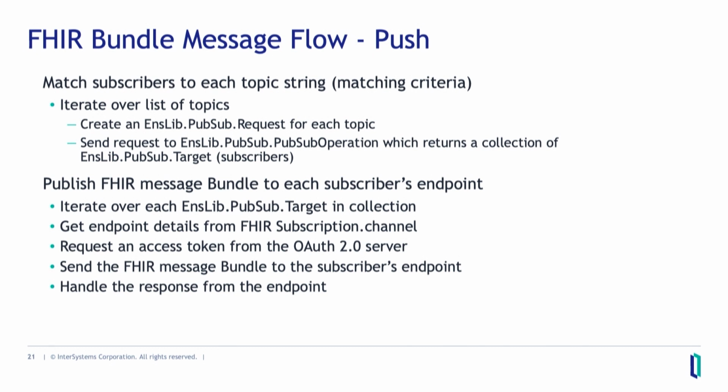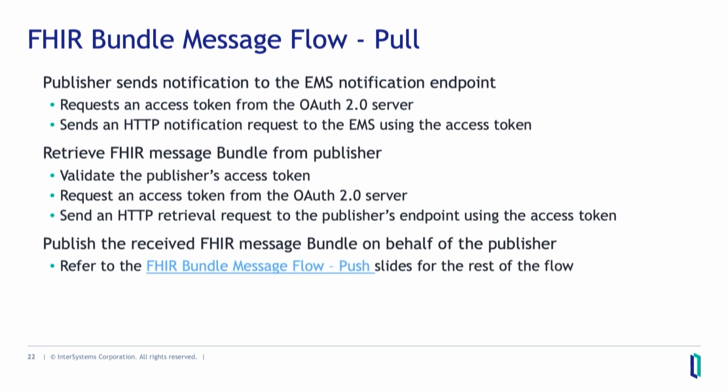And in order to do so, the first thing that we'll do is obviously we'll go out and get an OAuth2 token to access that endpoint. Once we've got the valid token, we can then send a message bundle to the subscriber's endpoint, and then we'll handle the response back from that endpoint, assuming they say yes, they're happy with that. If they're not, then that's otherwise the case.